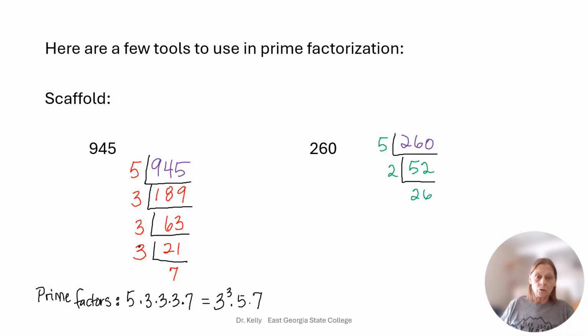And again, 26 is even. So it is also divisible by 2. And that leaves us with a 13. So when we get the prime factorization of 260, it's equal to 2 squared times 5 times 13.